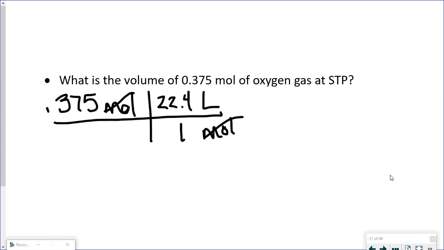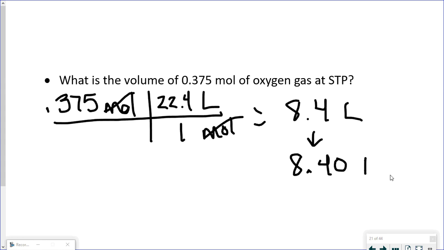So 0.375 times 22.4 gives us a calculator answer of 8.4 liters. Now make sure to record your answer using sig figs. Since our original number, 0.375, has 3 digits, our answer also needs 3 digits. So to make that 3, we'd have to add a 0 at the end. So we're going to record our answer as 8.40 liters. Let's look at another example.